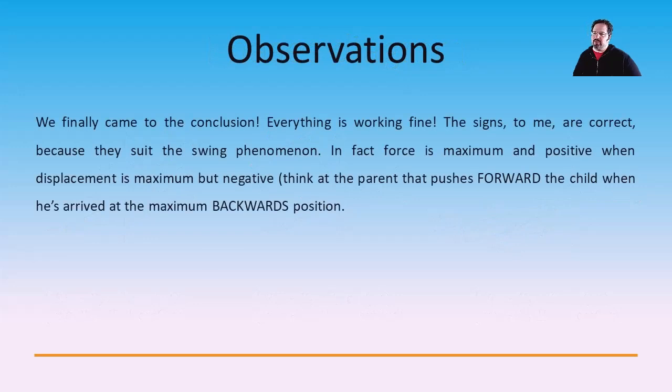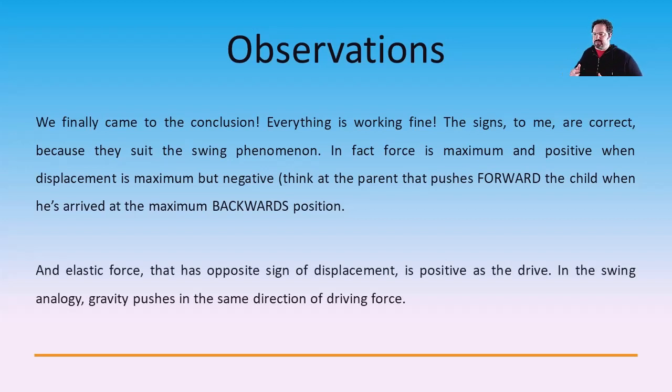Observation, we finally came to the conclusion everything is working fine. The signs, to me, are correct because they suit the swing phenomenon. In fact, force is maximum, driving force is maximum and positive when displacement is maximum but negative. Think of the parent that pushes forward the child when he's arrived at the maximum backwards position. Elastic force, that has opposite sign of displacement, is positive as the drive. In the swing analogy, gravity pushes in the same direction of driving force.